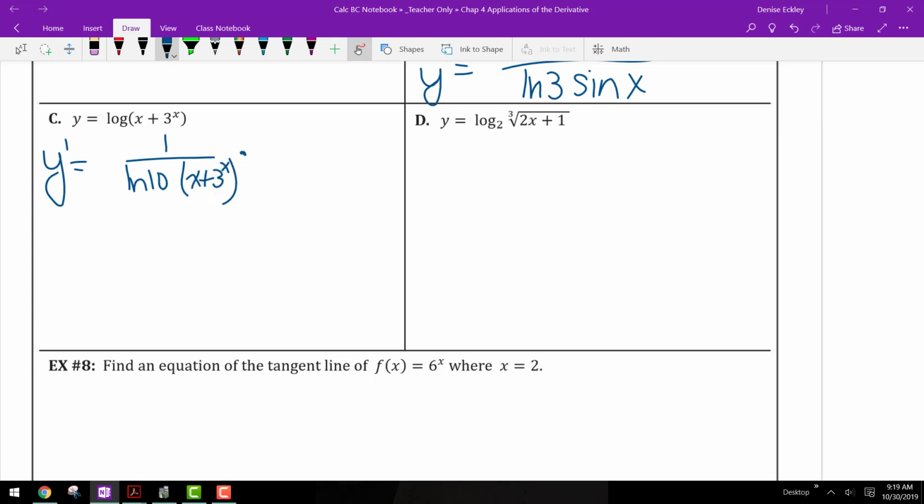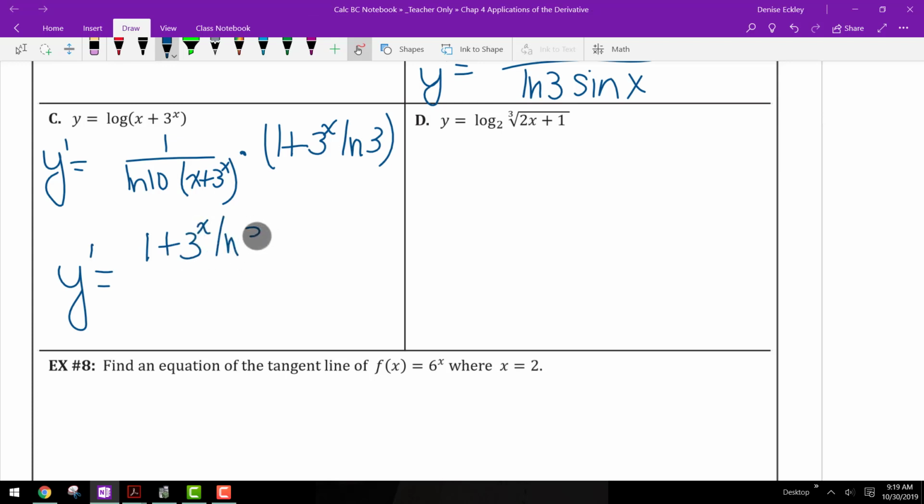And then we're going to multiply that times the derivative of x plus 3 to the x, which is going to be 1 plus, and now we have to use our exponential definition, which will be 3 to the x ln of 3. So simplifying a little bit, making this look a little nicer, we have 1 plus 3 to the x ln of 3 over ln of 10 times x plus 3 to the x.